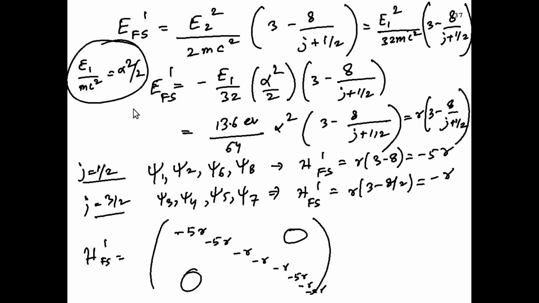This is how the fine structure term looks better when you write it in the j basis. For j equal to 1/2, these are the four states with j equal to 1/2. The H1 fine structure will have the term minus 5 gamma, and for j equal to 3/2 it will have the form minus gamma. In the basis we have chosen to work in, this Hamiltonian is diagonal, and this is the form of the fine structure term.